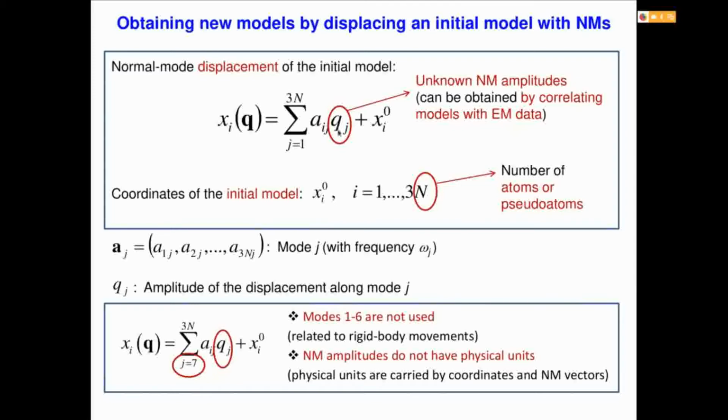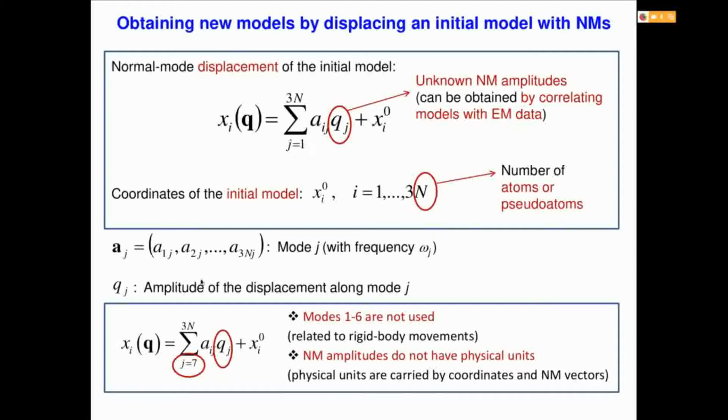The way we are computing them is by correlating the models, the displaced models, with the EM data. So, for example, in single particle analysis, we are correlating these models with images, and in subtomogram analysis, we are correlating these models with subtomograms. So I should say that we are not using the first 6 modes. As you see here, you can have up to 3n normal modes.